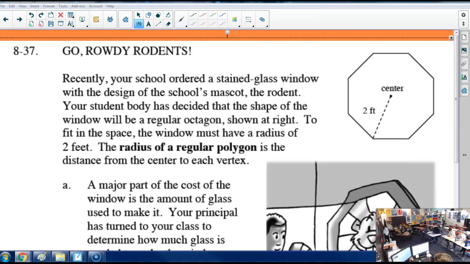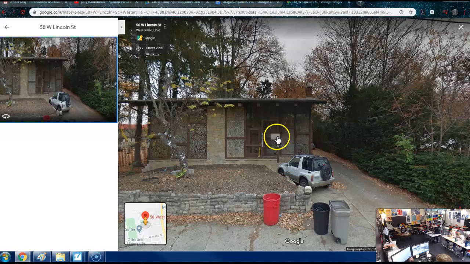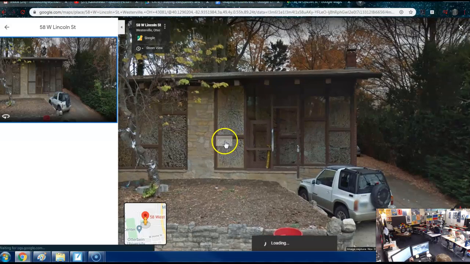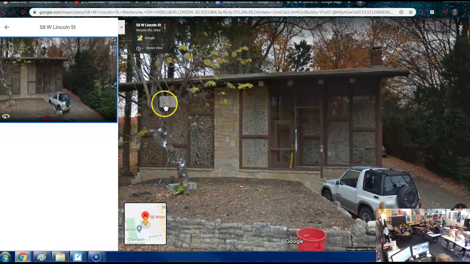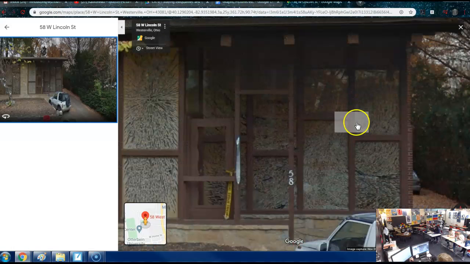Man, I'm waiting for them to update the street view. So you can kind of see it. This is all stained glass, the whole front of this house. This is in Westerville. A professor from Otterbein bought this house and redid the whole front of it in stained glass. And actually, from the inside, you can't tell from out here, but these are famous artworks.